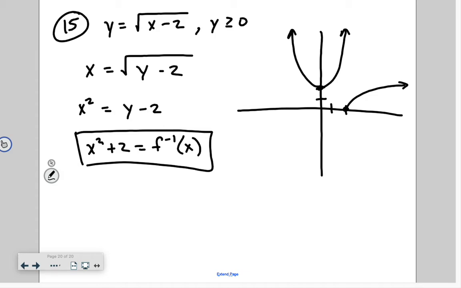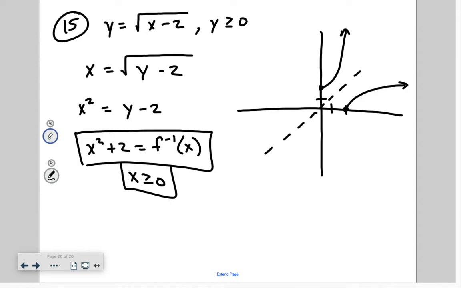But we said if that's the range of the original, that y is greater than or equal to 0, that becomes the domain of your inverse. What happens if I limit my domain to x greater than or equal to 0? What happens to that graph? Can't cross the y-axis. Gets rid of this half of the graph. Now are those inverses? Now you can hopefully see, if I draw my line y equals x in here, there they are.